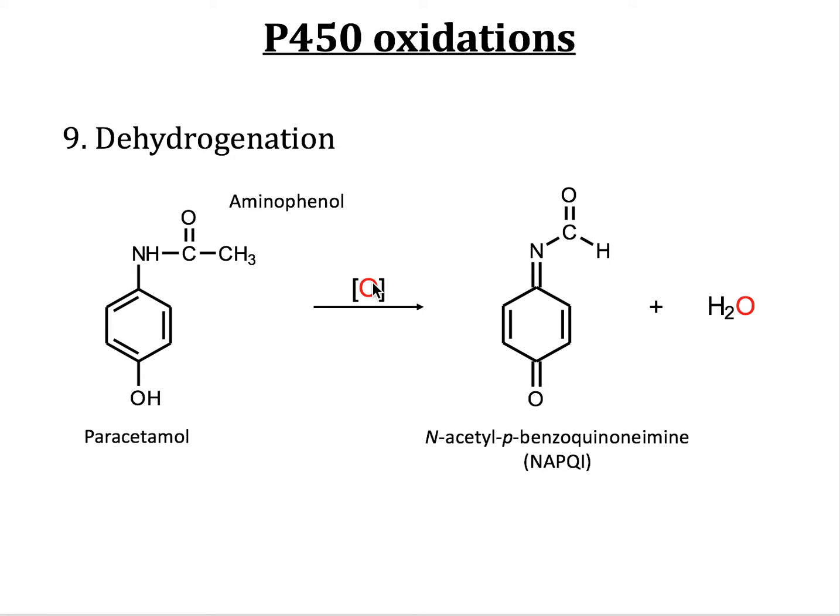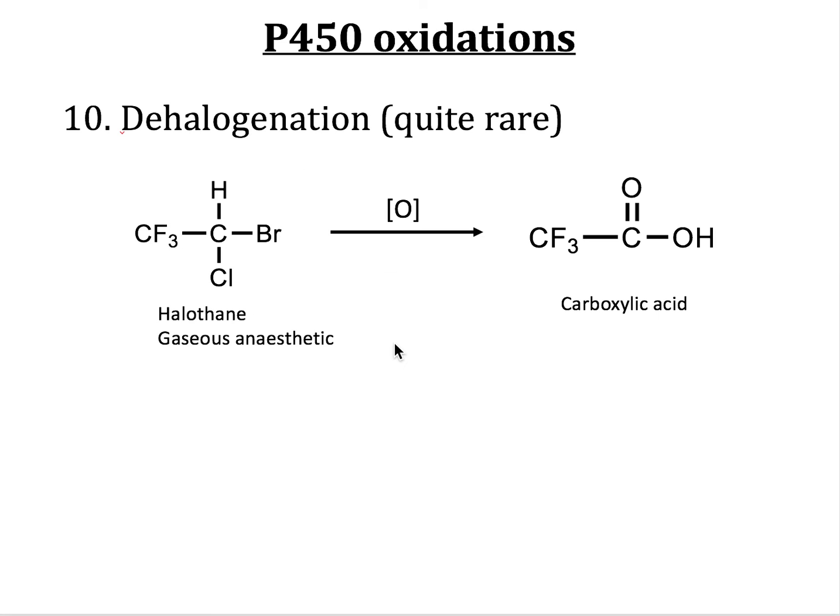Dehydrogenation is where paracetamol can be changed into NAPQI, which is a toxic metabolite. So you just simply remove hydrogen and you end up with a byproduct of water. Dehalogenation is removal of halogens, and it's quite rare that it occurs.